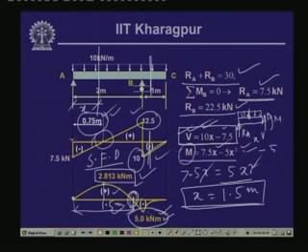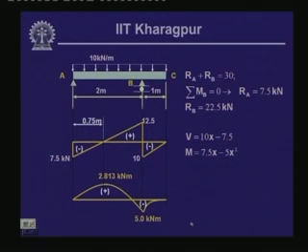So, the magnitude of bending moment at this point, which is at the support point, is equal to 5 kilonewton meter because of this overhang, and the positive bending moment is this much, and the bending moment is 0 at a distance of 1.5 meter from the left support. So, these are the values of the bending moment and shear force for this particular problem.